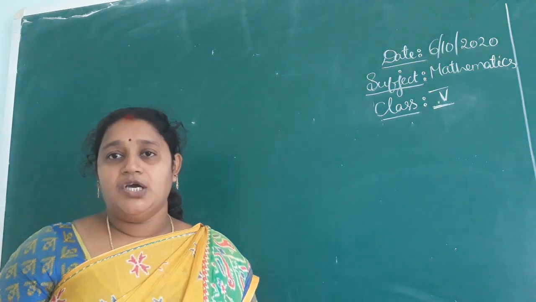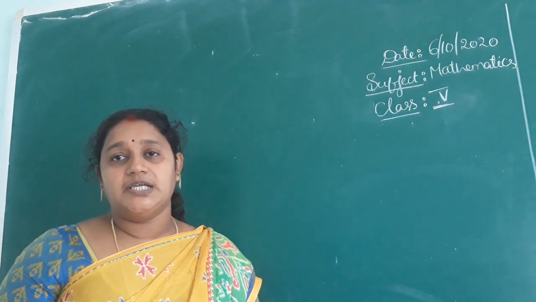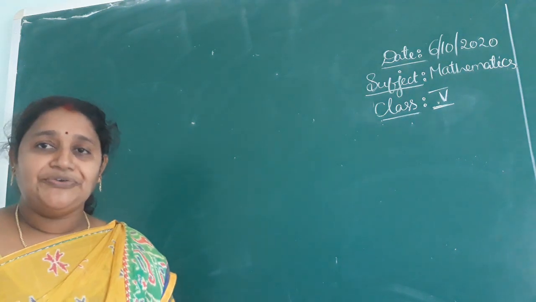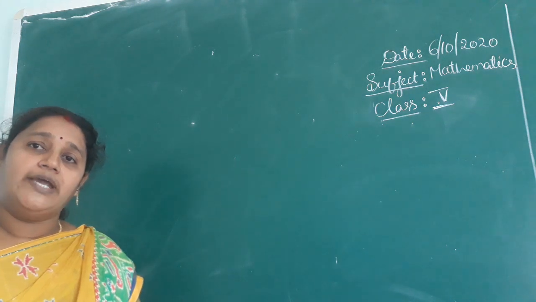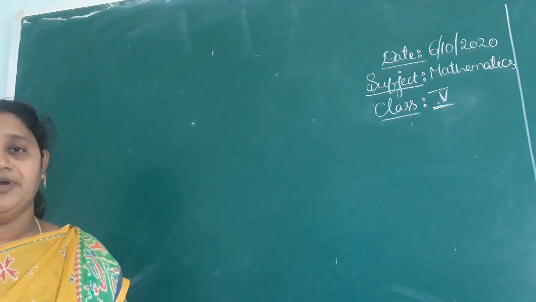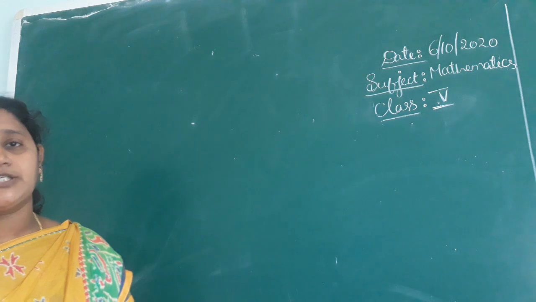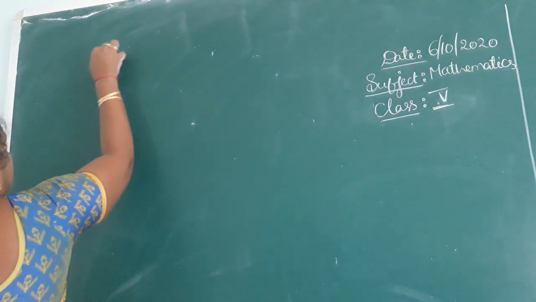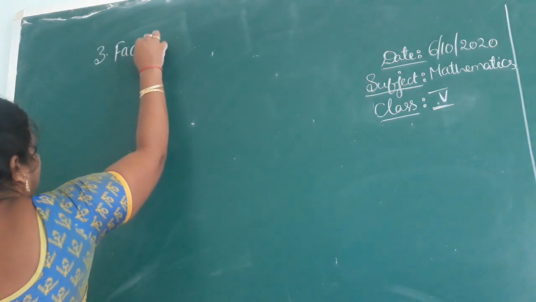Hope you all are fine. Okay, in the previous class we learned about factors. In the third chapter we started factors, common factors, and how we can find the HCF from that. Now I am going to start the next topic about multiples. What is meant by multiple? How will you write the common multiples? Okay, third chapter, factors and multiples.